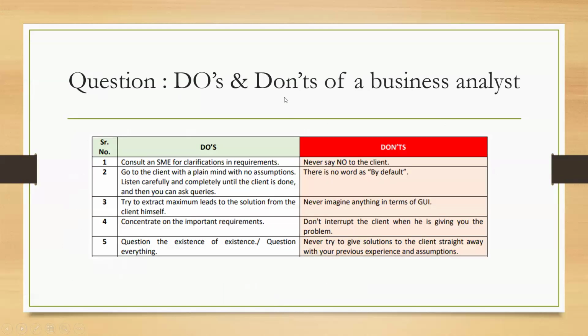The next question is about the do's and don'ts of a business analyst. In your book also, if you observe, right at the start of your book, the do's and don'ts would be there. So as a BA, there are certain do's and certain don'ts that a BA needs to look into, right? So what are the do's over here? Consult the subject matter expert for clarification in the requirements. Suppose the BA has any doubts regarding the requirements, what he needs to do is approach a subject matter expert and clarify those doubts regarding the requirements.